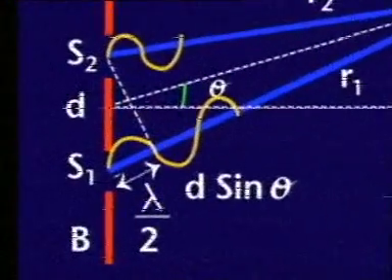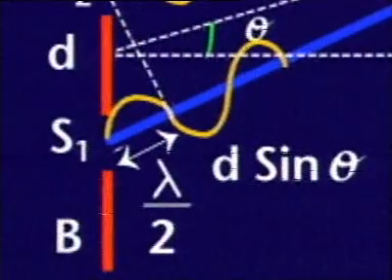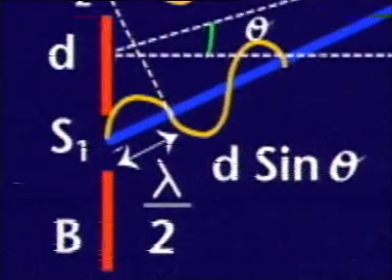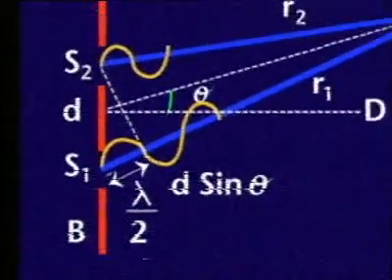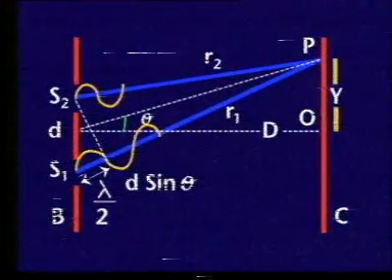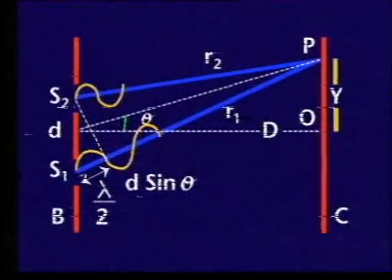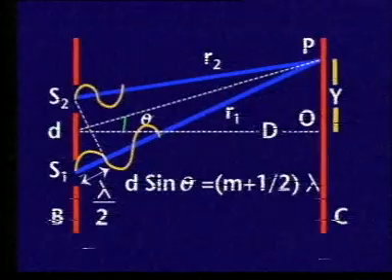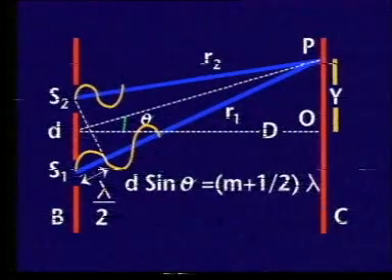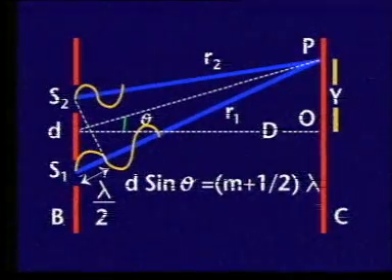Now watch this situation. Here we see that the path difference d sine theta between the light rays from S1 and S2 is equal to half the wavelength. The two rays arriving at point P will be at a dark region due to destructive interference. Thus, we conclude that the condition for destructive interference is d sine theta is equal to m plus 1 by 2 into lambda, where m is equal to 0, 1, 2, 3, and so on.